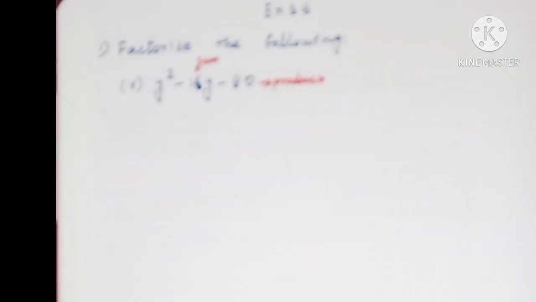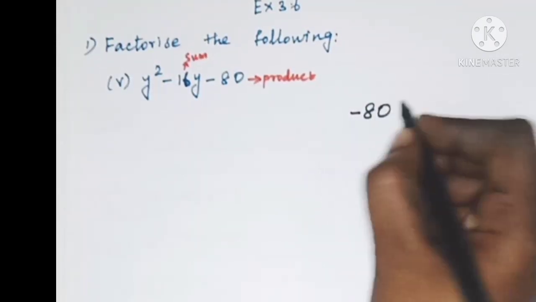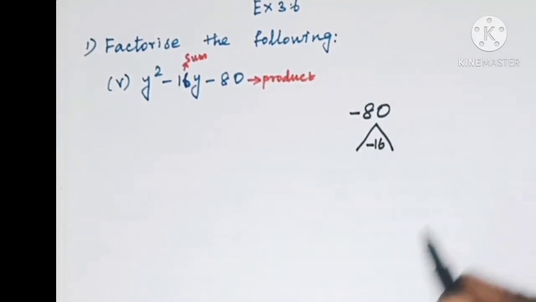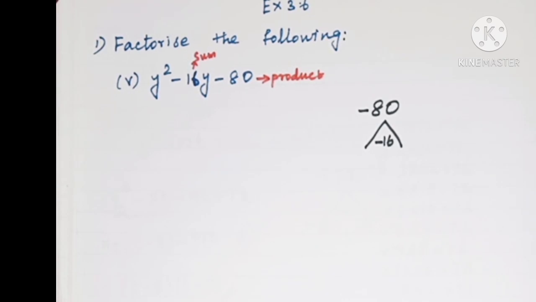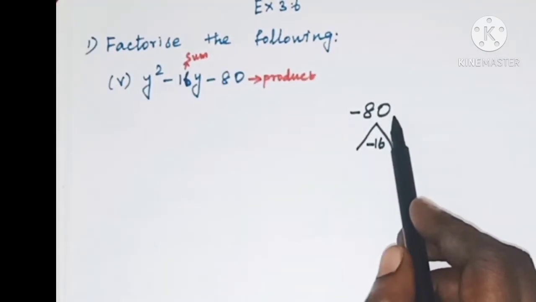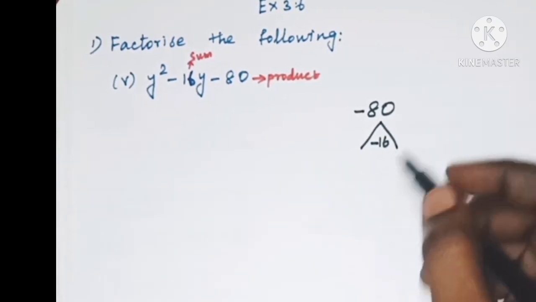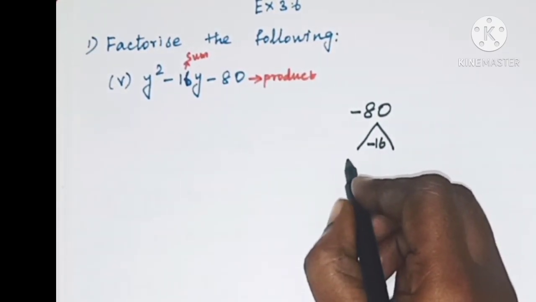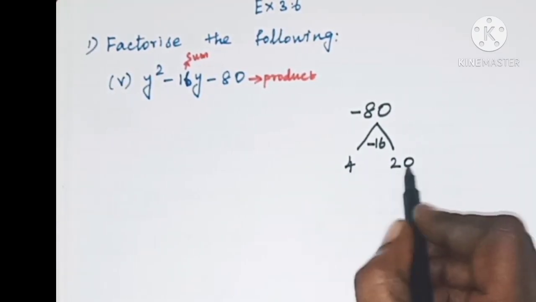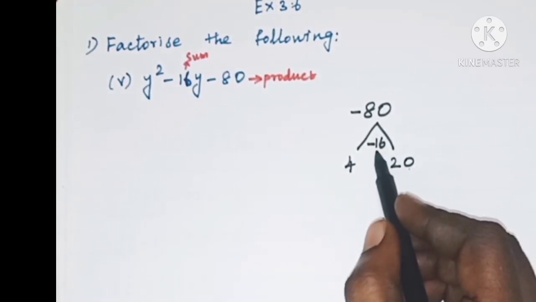Now write this product minus 80 and the middle term, write that middle term here minus 16. Now we have to identify the two numbers. If we multiply the two numbers, we should get minus 80, and if we add or subtract the two numbers, you should get minus 16. So clearly the two numbers are 4 and 20. If we multiply these two numbers, 4 into 20, 80, and if we subtract this 4 from 20, we will get 16.